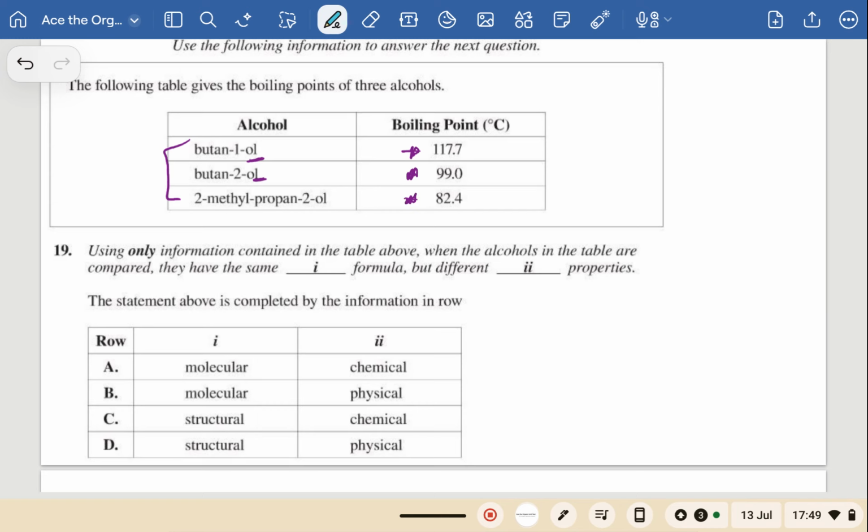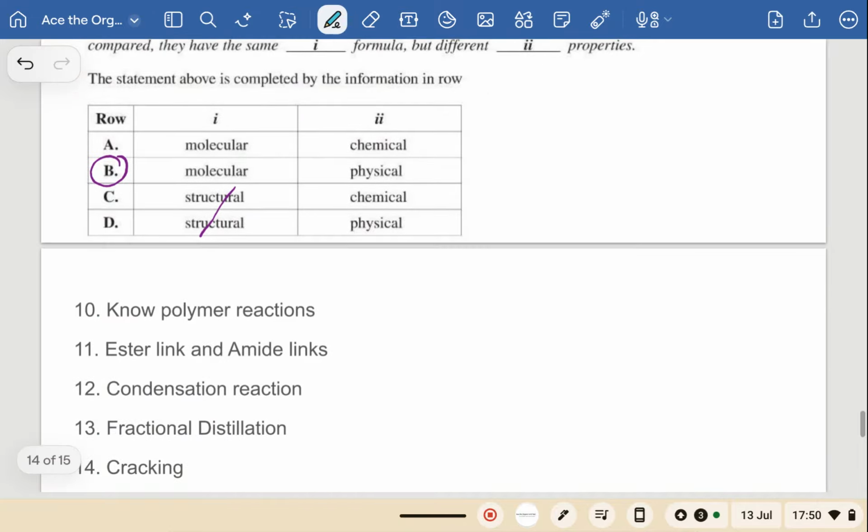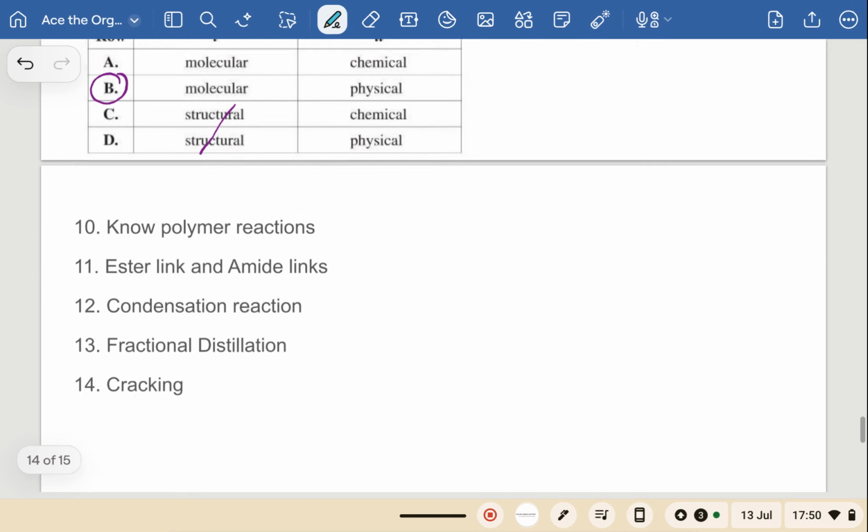So going over here, using only your information from the table, when the alcohols in the table are compared, they have the same molecular formula because they would all have the same amount of carbons, the same amount of hydrogens, and the same oxygen. If it was structural, it would mean that they were all arranged exactly the same. But they have different physical properties because boiling point is a physical property. To be chemical, you're changing your substance.